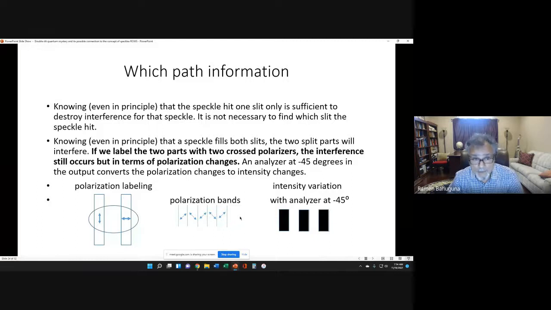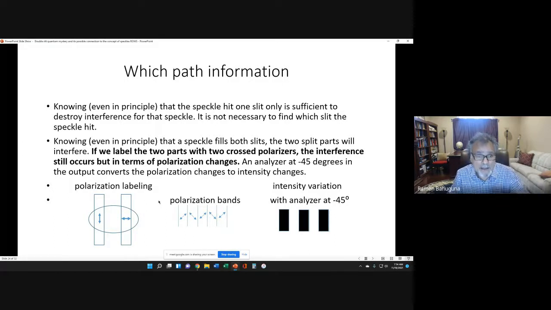So it works out good. The same statement. Now, let's see the second statement here. Knowing even in principle, now I'm replacing again the photon with the speckle, but let's go back to photon first.